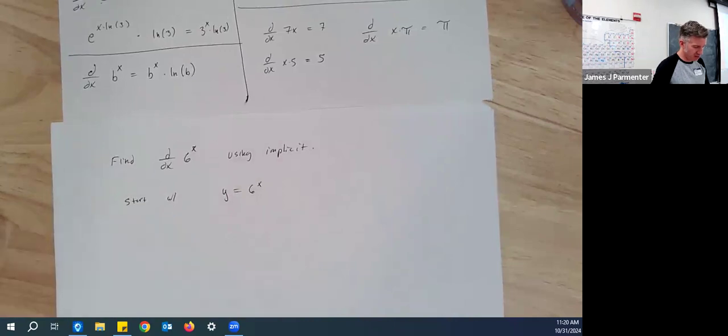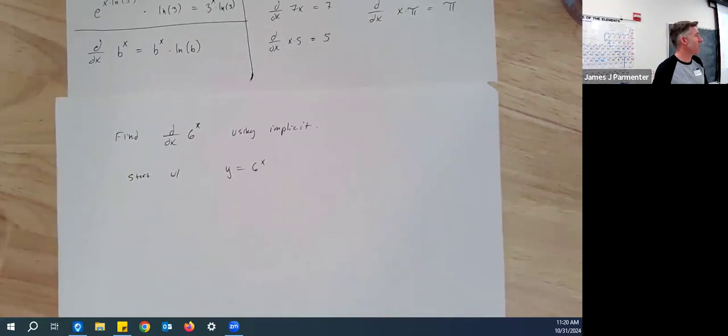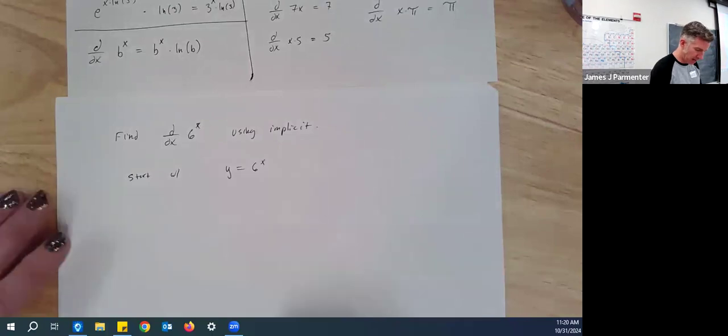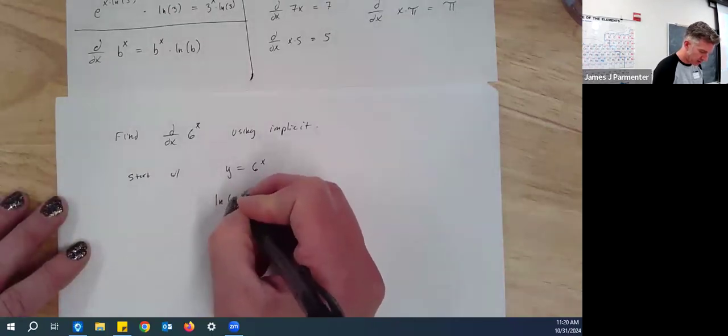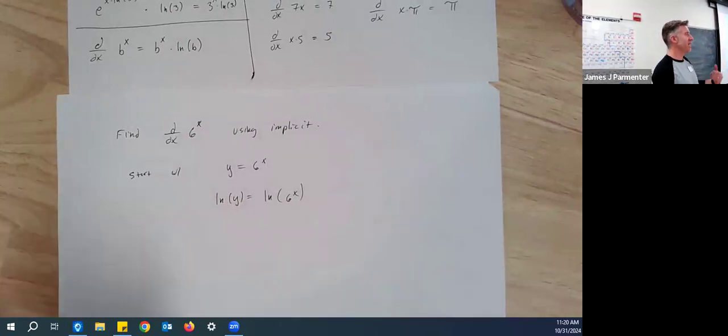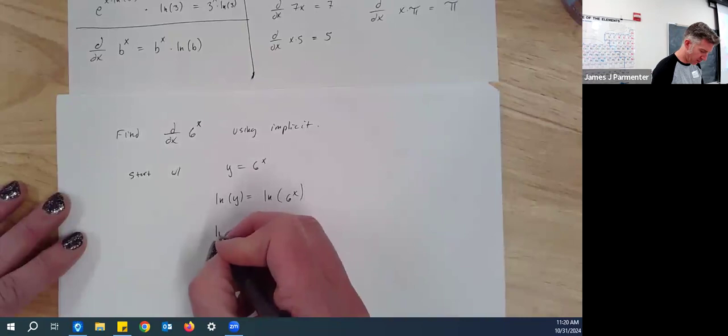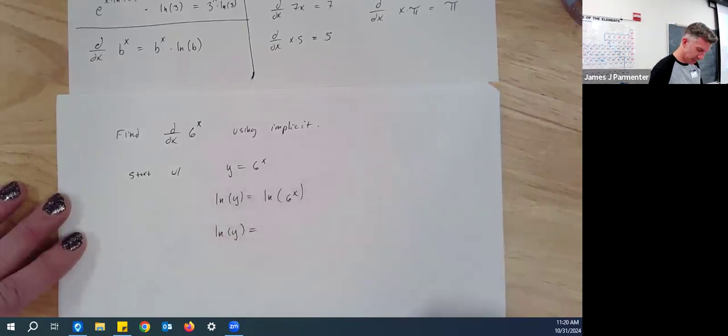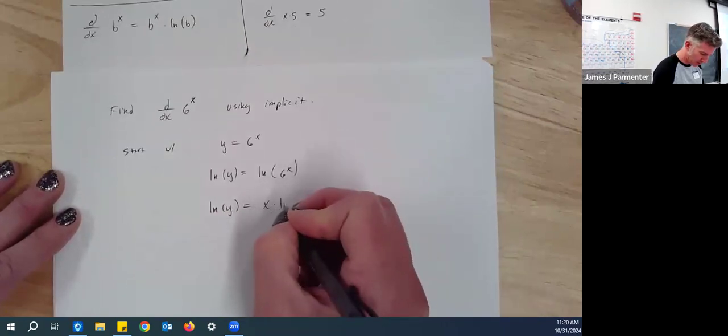And then what we're going to do here is we're going to take the natural log of both sides. Because the idea here is we're kind of pretending we don't know how to take this derivative. So we say that the natural log of y equals the natural log of 6 to the x. And again, the reason for taking the natural log of both sides generally is so that you can get that variable out of the exponent. Then the natural log of y is equal to x times the natural log of 6.